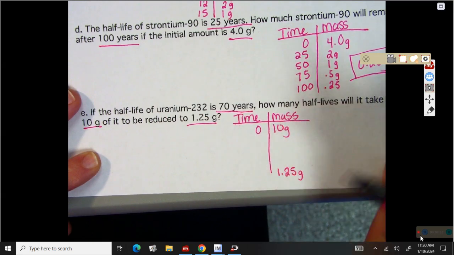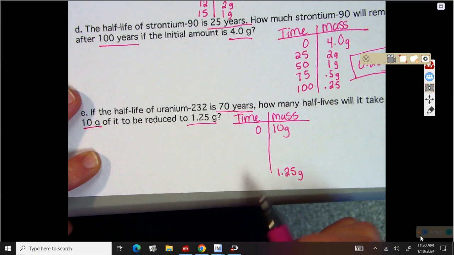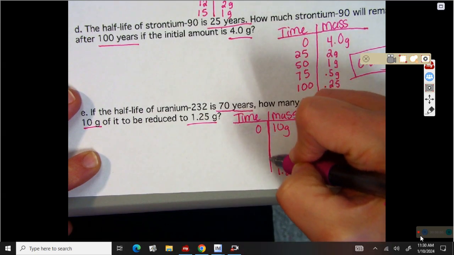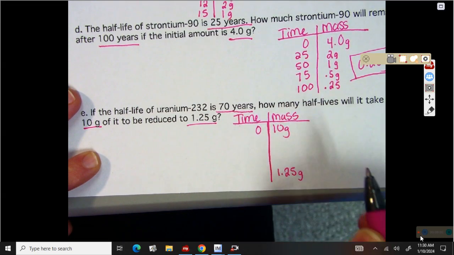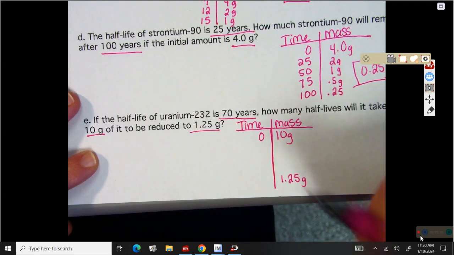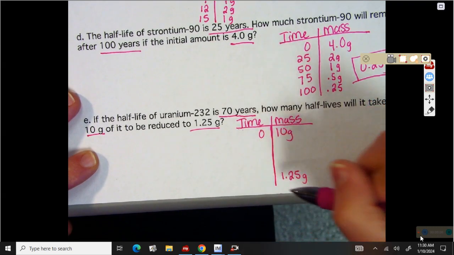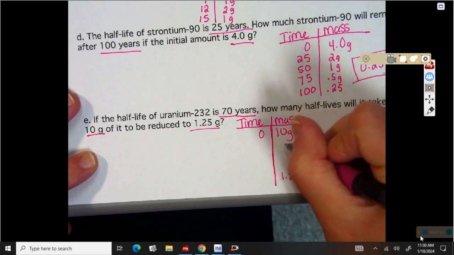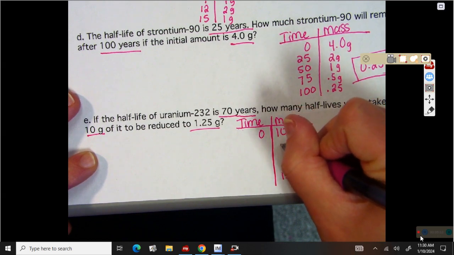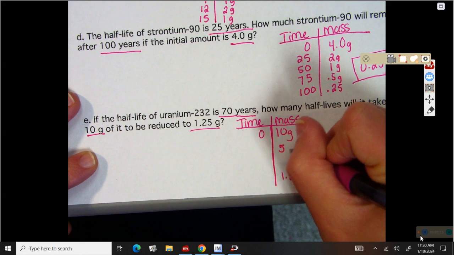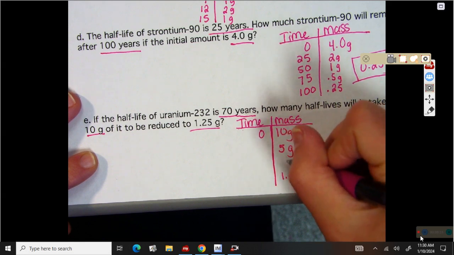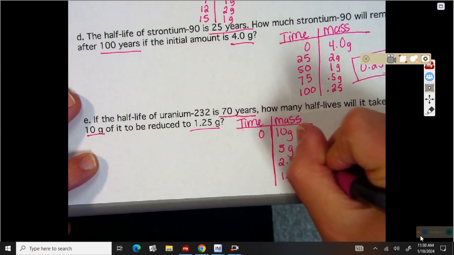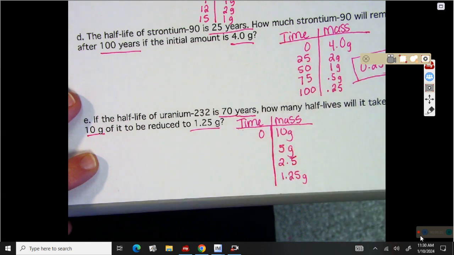So all I know is that my half-life is 70 years. So what I need to do is figure out what the question is asking. It wants to know how many half-lives. So how many times do I have to add my half-life to get down here to 1.25 grams? Well, here I've got to go ahead and divide by 2. 10 divided by 2 is 5. 5 divided by 2 is 2.5. And 2.5 divided by 2 is 1.25.